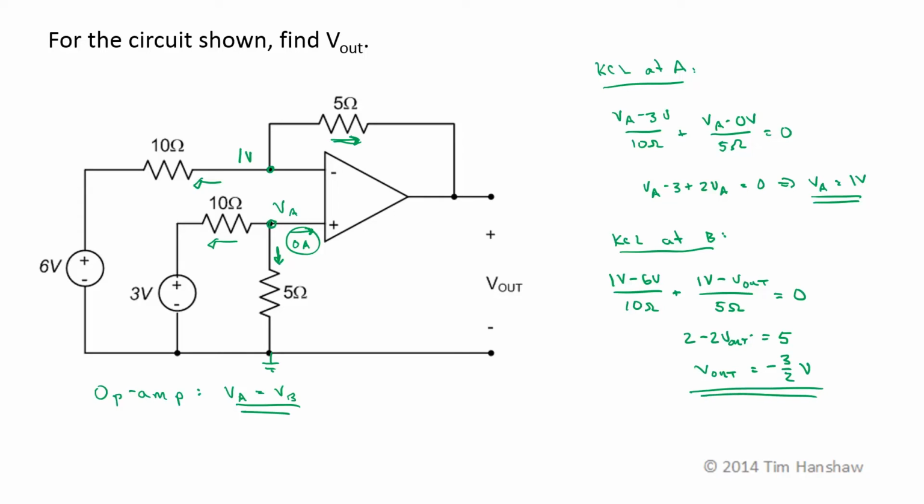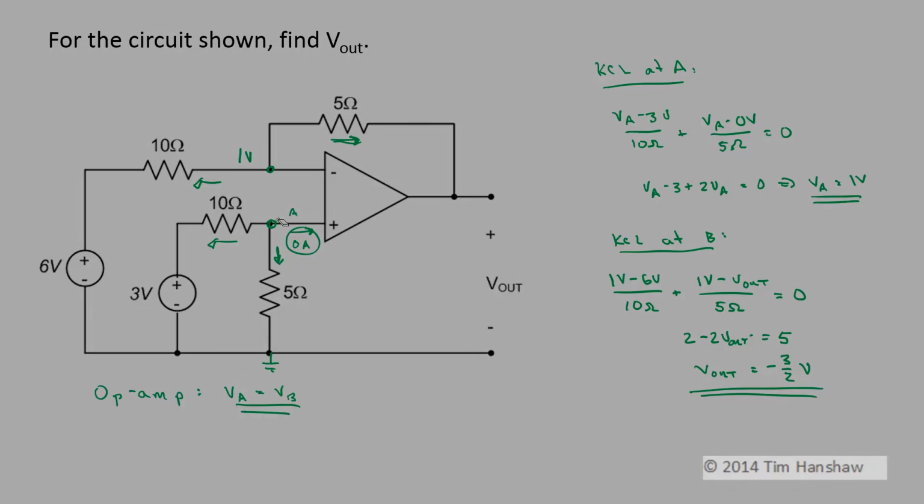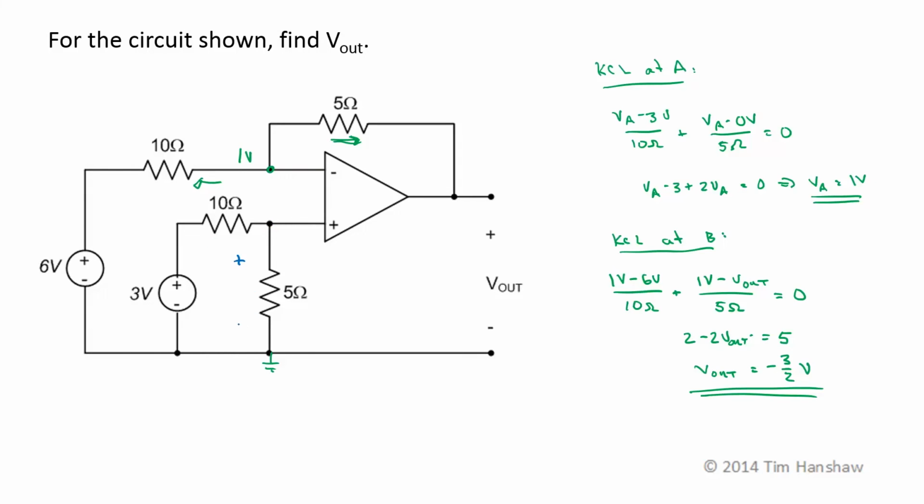Now, as usual, there's more than one way to do the problem. Let's clean this up a little bit and take another look at a way to do VA. Now, if I define this as a voltage, say V sub x, since this current is 0, this current has to be the same as this current, and this 10 ohm resistor and the 5 ohm resistor are in series. We know the total voltage across that series combination.